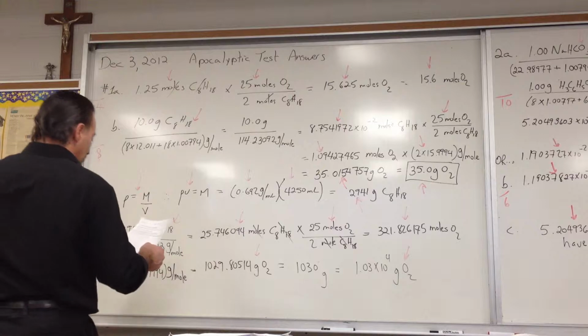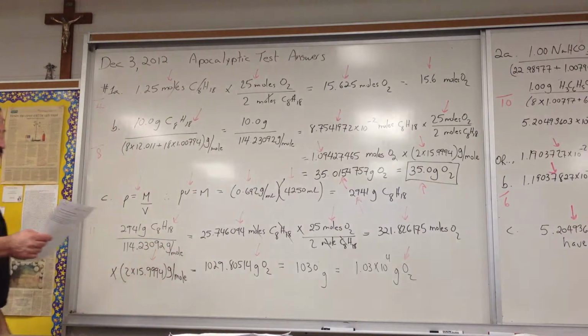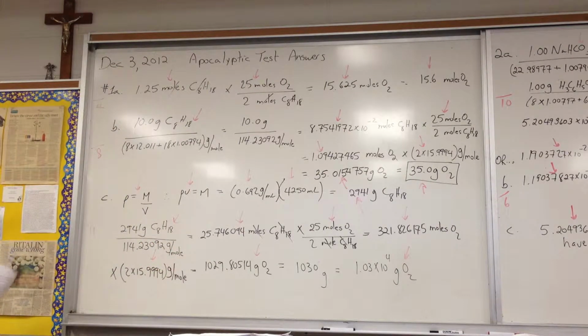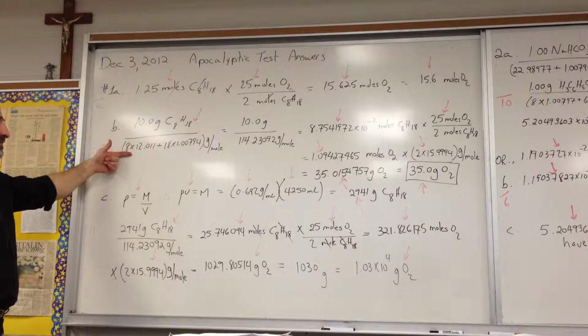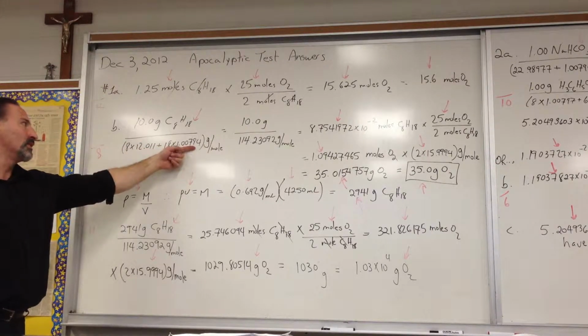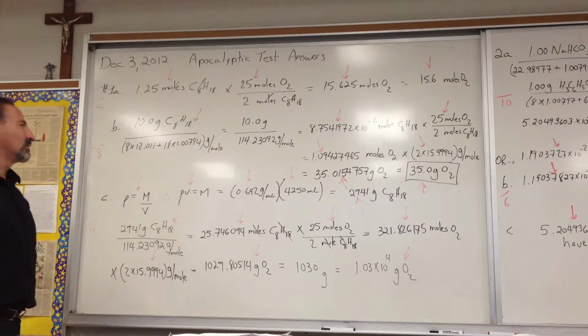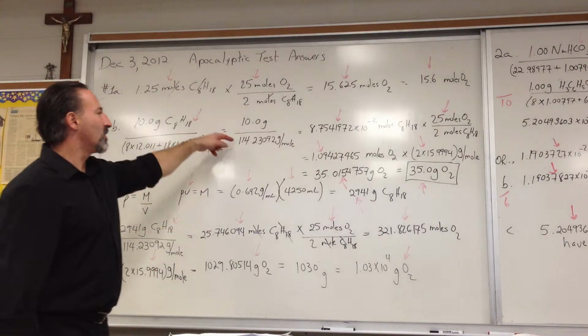Part B, they say, how many grams of oxygen are needed to burn 10 grams of octane? So the first step is to find out how many moles of octane we have. We have 10 grams divided by the molar mass of octane, which is composed of carbon and hydrogen. 8 carbon atoms, 18 hydrogen atoms. So it's 10 over 114.